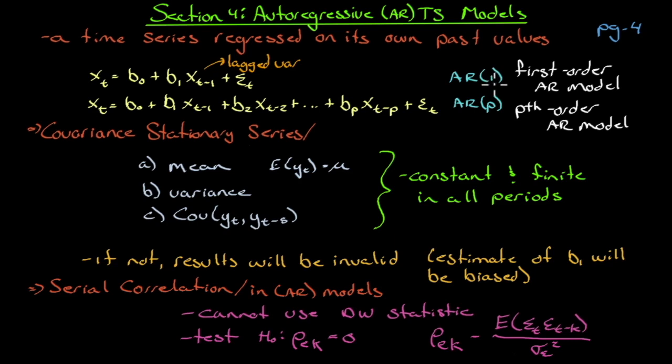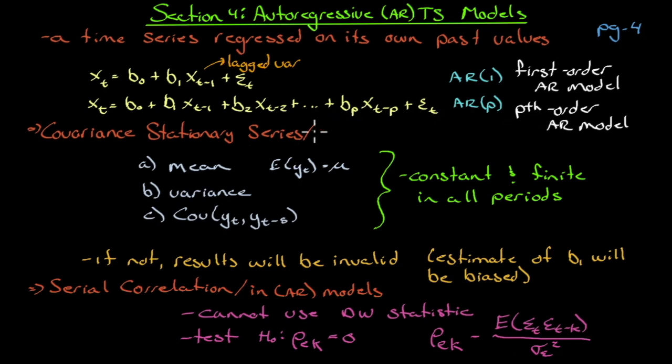The 1 in here signifies how many lagged variables we have. Here we have 1. If we had another term in here, plus b2 x_(t-2) plus the error term, this would be an AR2 model, 2 lagged variables. So you can generalize that up to P lagged variables. That's a Pth order AR model.